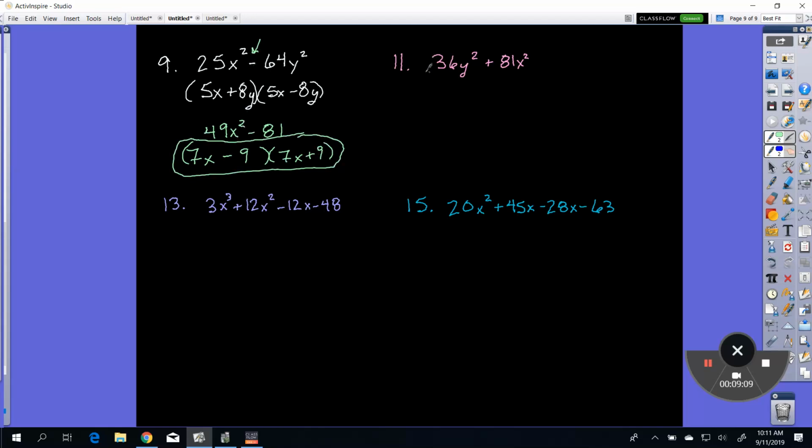So now looking at 11, can we do 11? No, because it is a plus. And we can't do it with a plus because we need the plus and minus so the middle terms go away. One has to be positive, one has to be negative. So number 11 is not factorable.